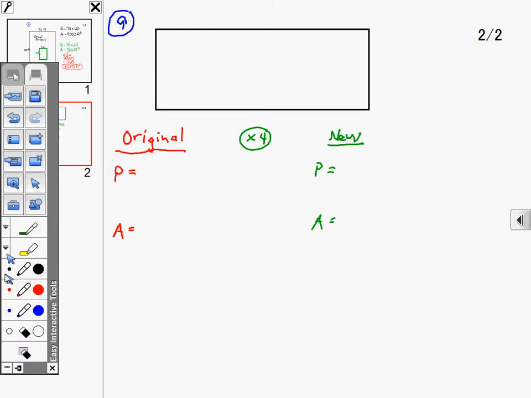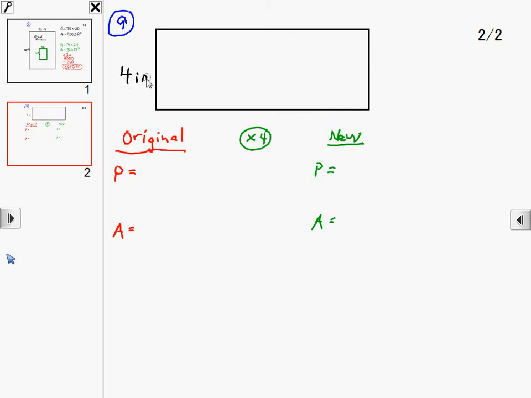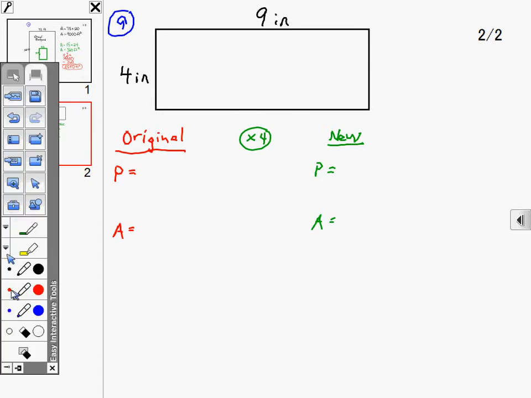Thomas, what were your side lengths? Because step 1 was to draw a rectangle. Step 2 was to label its sides. What did you use? 4, 9. 4 and 9. That's actually really proportional, because if this length is 4, it makes pretty good sense that this one would be about 9. So we labeled. Let's find the perimeter and the area of the original shape. That's Thomas's.